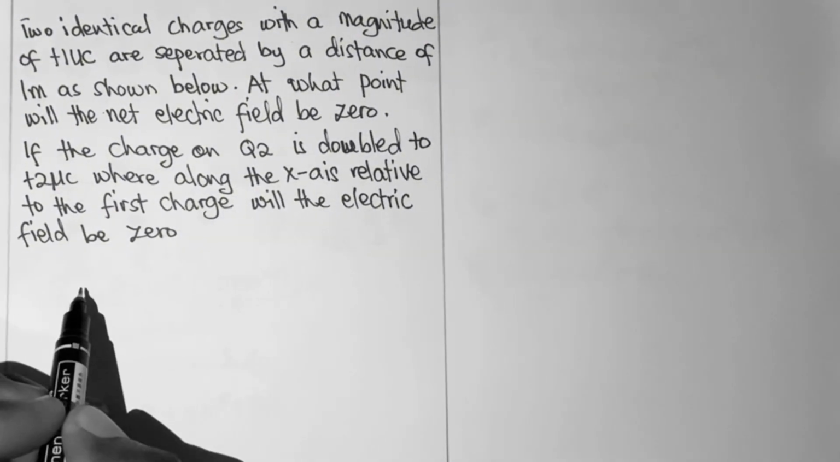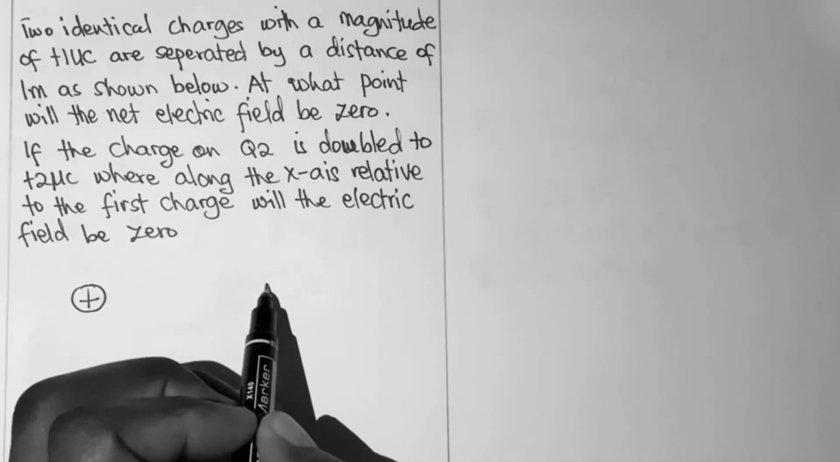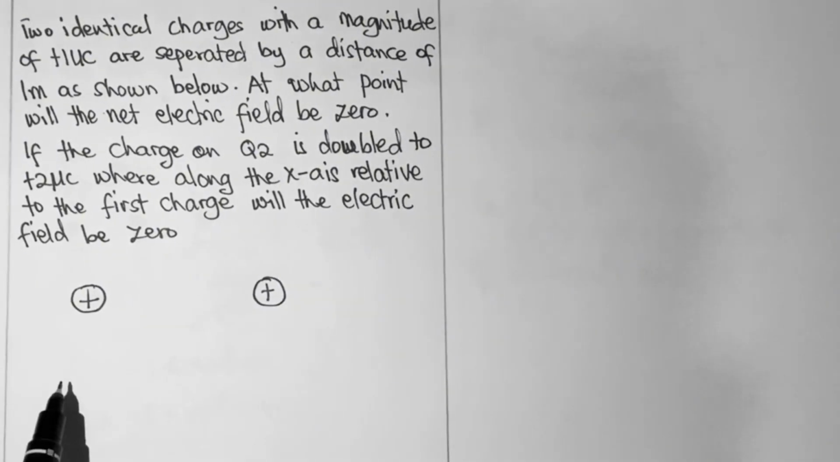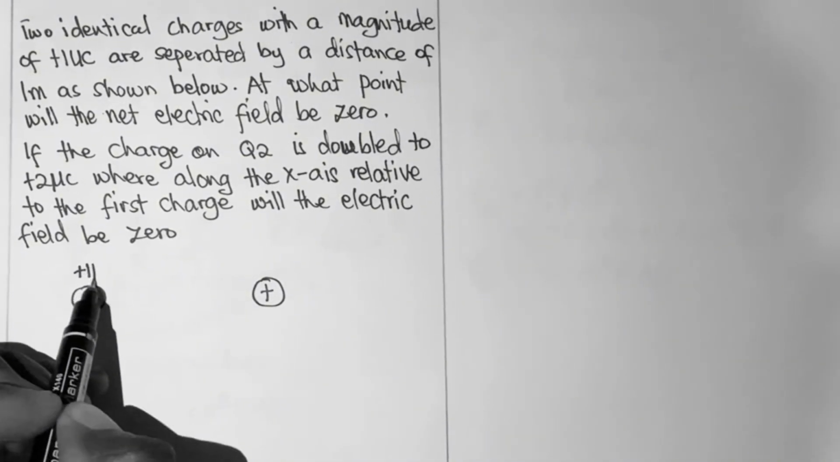So let's draw the two identical charges. So we have one charge here, and then this is the second charge. So each of them is +1 microcoulombs.